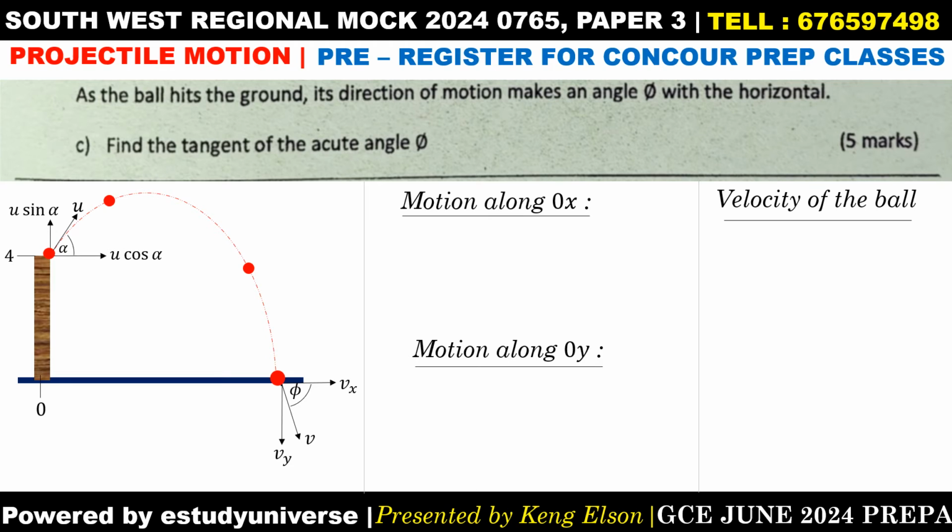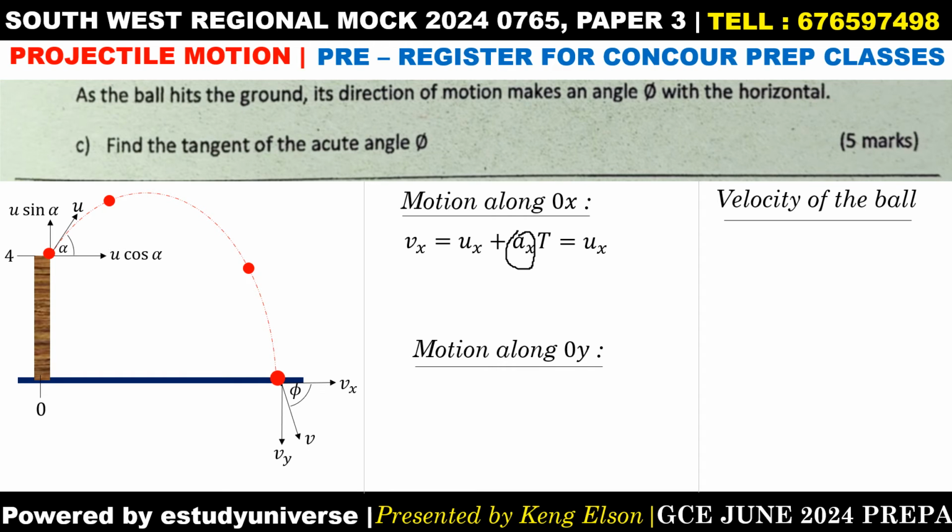So if I consider motion along the horizontal, I need to find the final velocity along the horizontal and the final velocity along the vertical. Then from there I can get the tangent of the acute angle, because the direction of the ball makes an angle. We always take the velocity. So along OX, remember that we know V is equal to U plus AT. So along OX, I'll have VX is equal to UX plus AX times T. But remember that there is no acceleration in the horizontal direction, so it therefore means that Vx will just be equal to Ux.